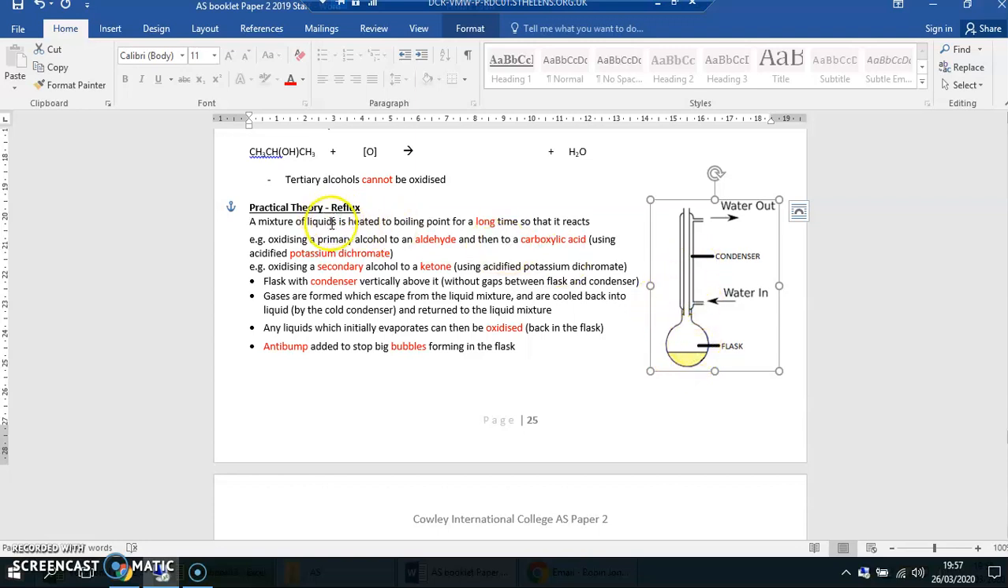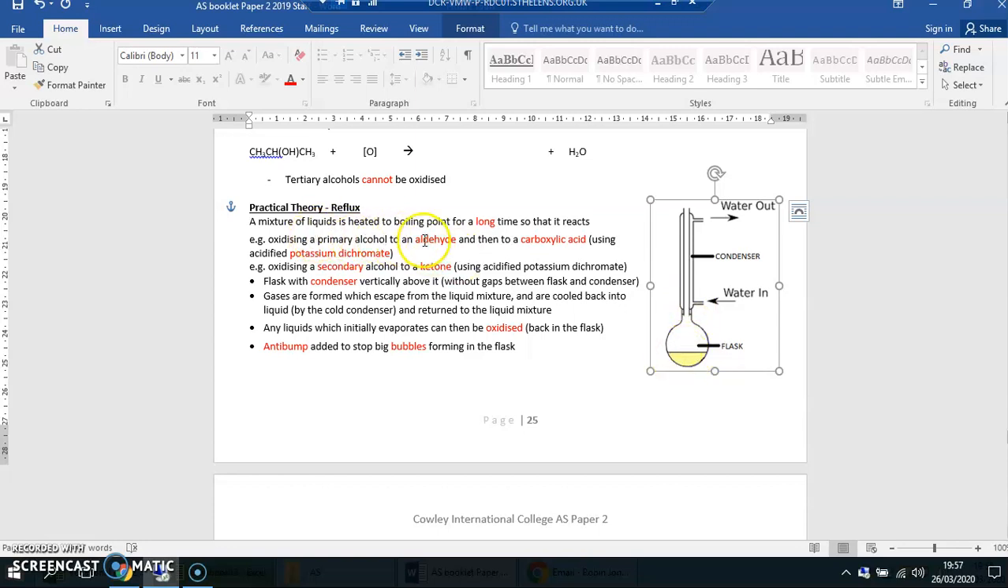So reflux is when a mixture of liquids is heated to a boiling point for a long period of time to get it to react. You're basically cooking it for a long period of time. Think about a pan of soup on the stove. If you didn't stop it evaporating by putting a lid on it, then it would dry out.